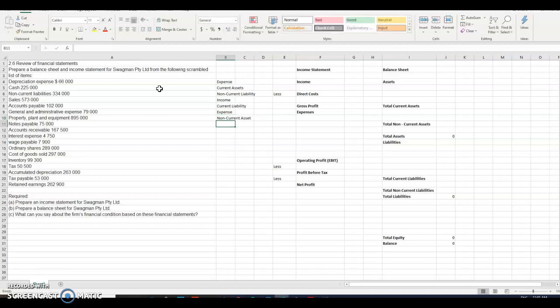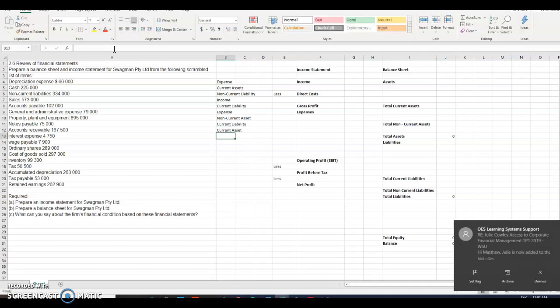Notes payable, so this would be a short-term financing option that would be going into liabilities. Current liabilities. Current liability. Accounts receivable, this is a current asset. So this is when we have a debtor to the company. If we've made a sale to a customer and they owe us money, that is an asset to the firm and is expected to be realized inside 12 months to be turned into cash or cash equivalents.